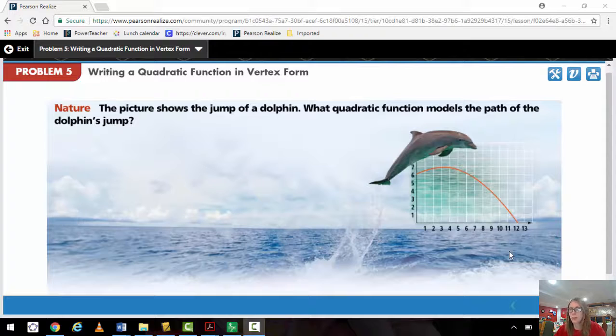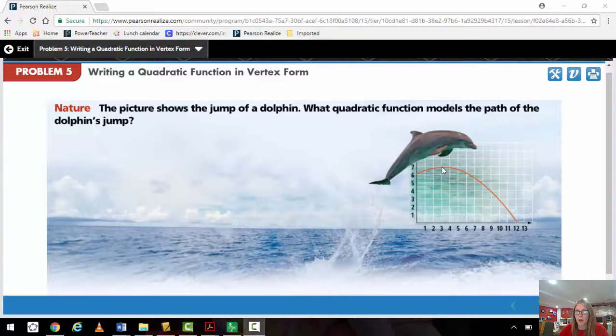In vertex form, the most helpful piece of information to know is our vertex. So where is our turning point for our parabola? Well, it's somewhere around here, and it might be kind of hard to tell. Is it here, or here, or here? Well, it looks like it might be right here at this point (3, 7).